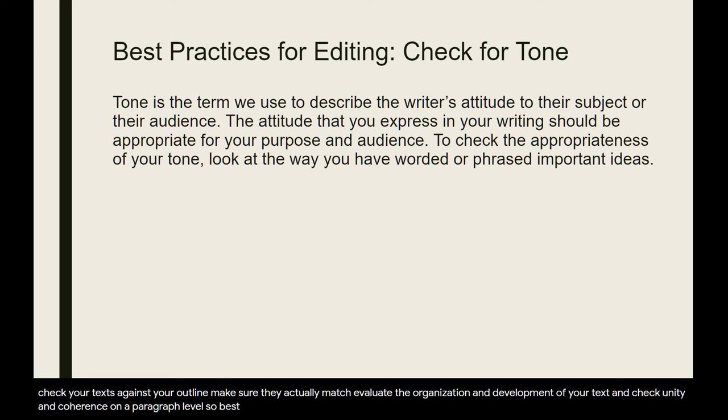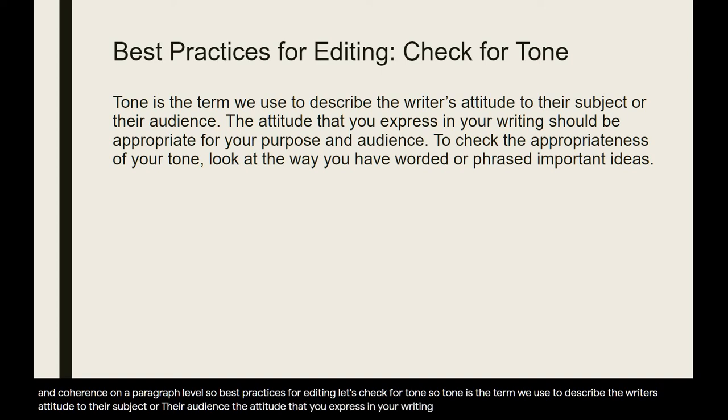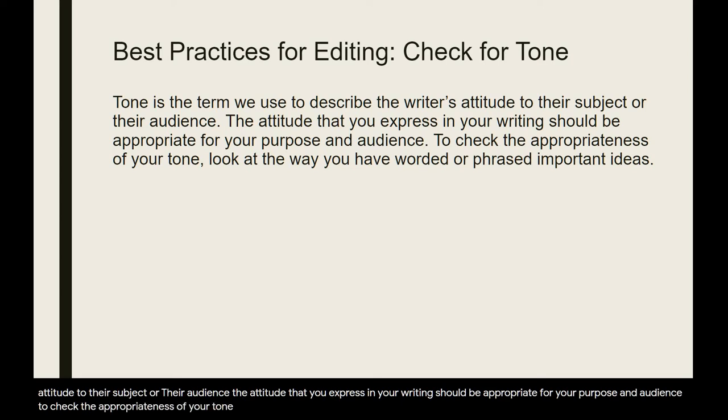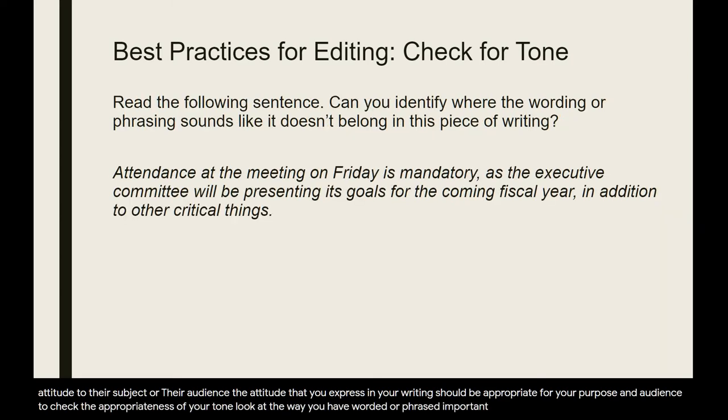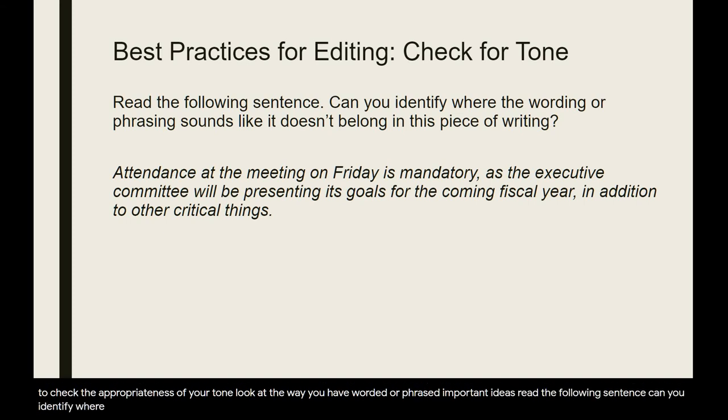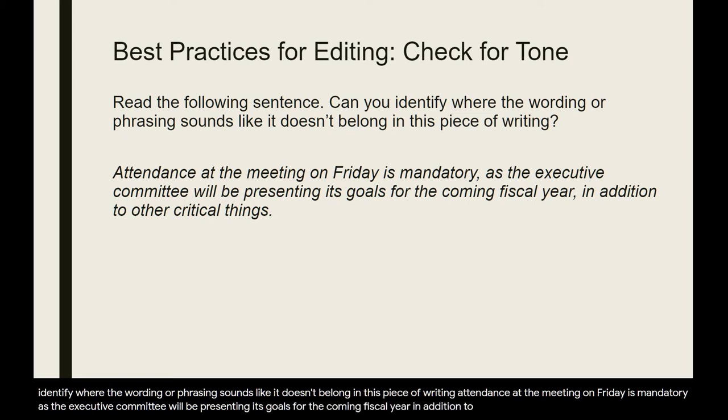So best practices for editing. Let's check for tone. So tone is the term we use to describe the writer's attitude to their subject or their audience. The attitude that you express in your writing should be appropriate for your purpose and audience. To check the appropriateness of your tone, look at the way you have worded or phrased important ideas. Read the following sentence. Can you identify where the wording or phrasing sounds like it doesn't belong in this piece of writing? Attendance at the meeting on Friday is mandatory, as the executive committee will be presenting its goals for the coming fiscal year in addition to other critical things.